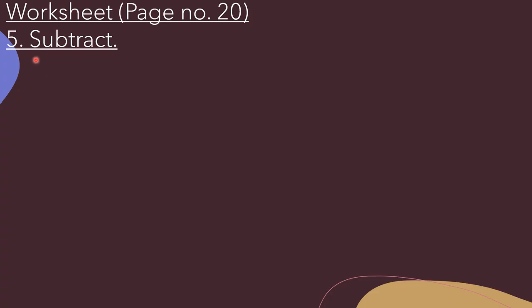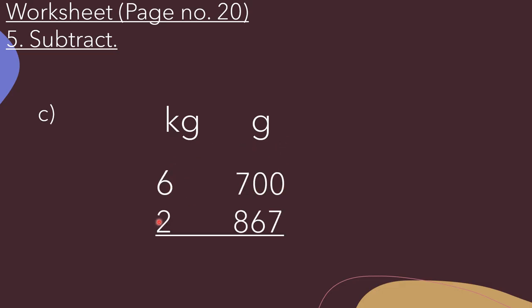Now we will do question number 5, subtract, okay. So now we will do part C here. A and B part you have to solve in your homework, okay. In C part it is given kilograms and grams. 6 kilograms 700 grams and 2 kilograms 867 grams. So here we have to put the sign of subtraction here. So again we have to start from our right hand side.